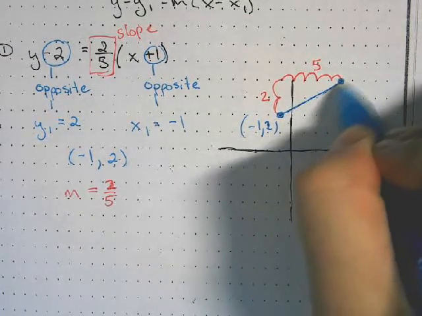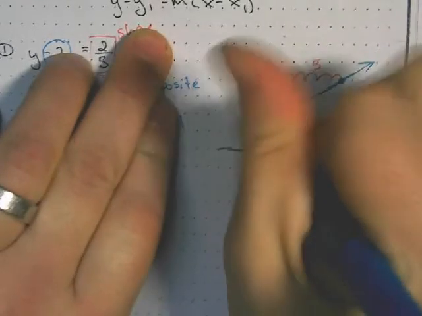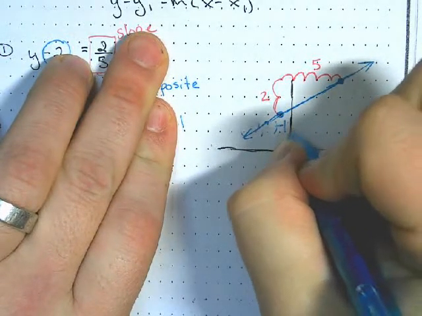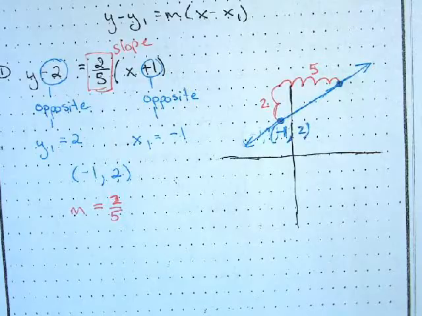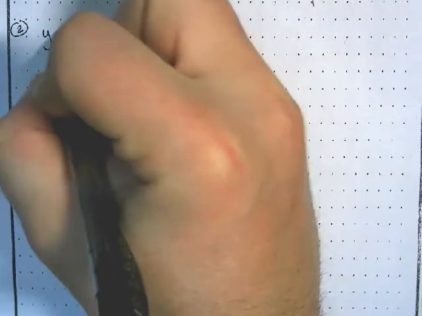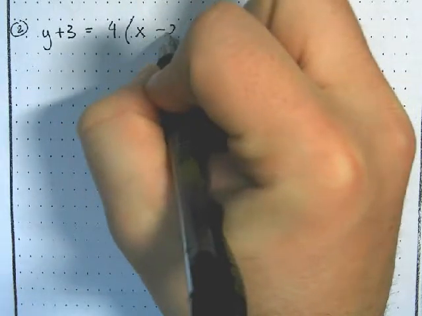And then connect the dots. Like that. Let me move this since my line's going through it. This point is -1, comma 2. Okay, so let's try another one. Let's do y plus 3 equals 4 parentheses x minus 2.